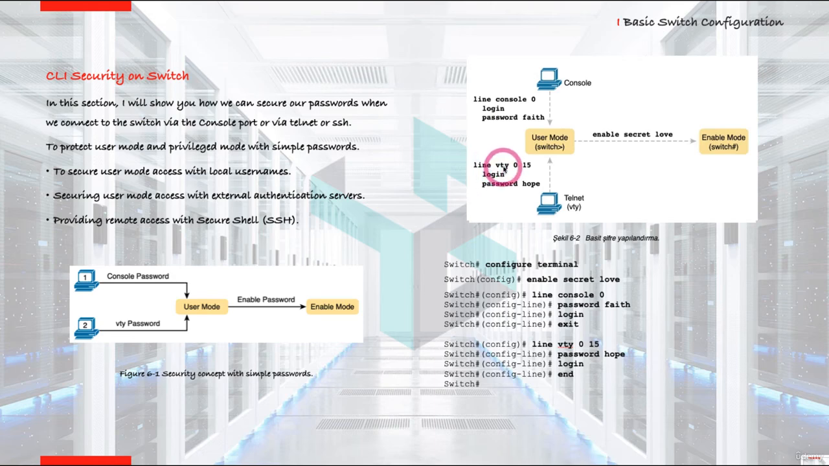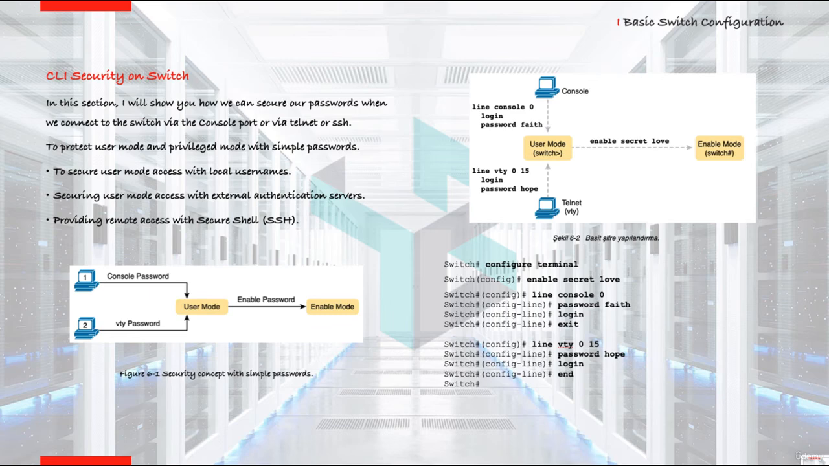In the same way we give the password for line VTY. VTY is the virtual terminal port that we use for telnet and SSH. We configure telnet and SSH settings to be able to access our devices from anywhere over the network. We do not have to use a console cable at all times and be near the device. We use the virtual terminal port to be able to access the device remotely.